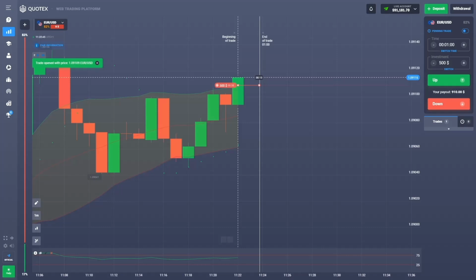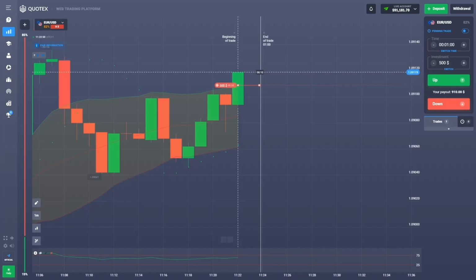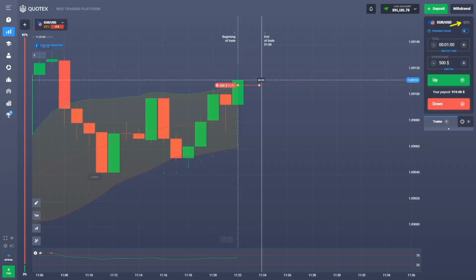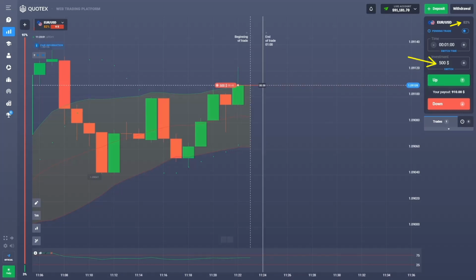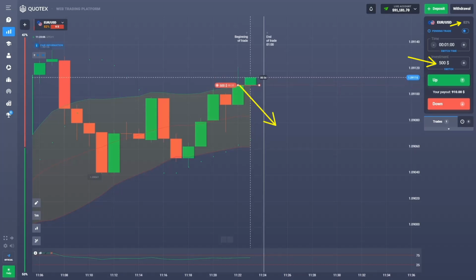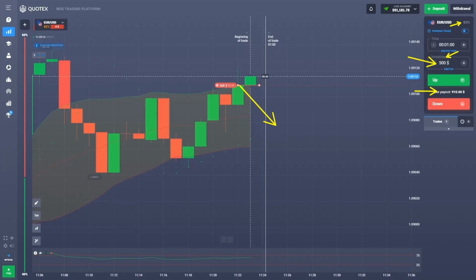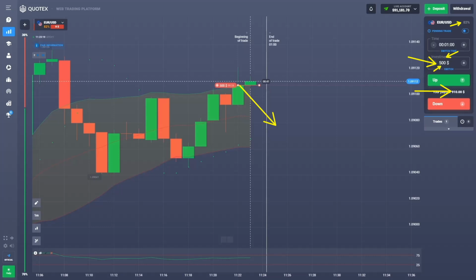I believe that this one is the last candle. I'm making 82%. So every time I invest $500, if my prediction is right, I'm making $410, that's 82%. And in total, I will get paid $910: $410 plus $500.